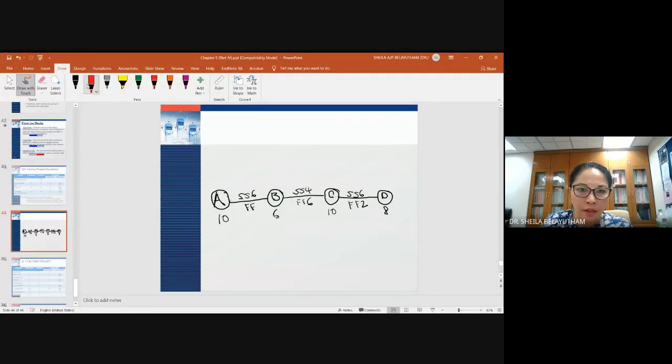Okay, so let's start with 0. Early start of the activity 0, plus duration 10, you get the early finish 10. Okay, activity B. What is the earliest start for activity B? What did you get? Any answers?